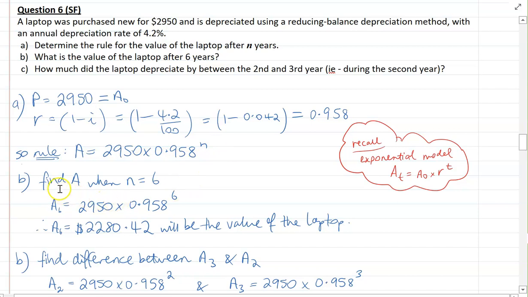You have to then, in B, use this by substituting in n is 6, and when you evaluate that, you should have a value of the laptop after 6 years of $2,280.42.